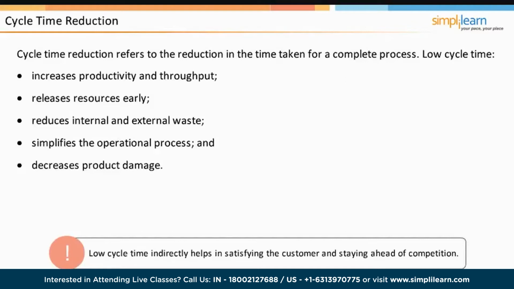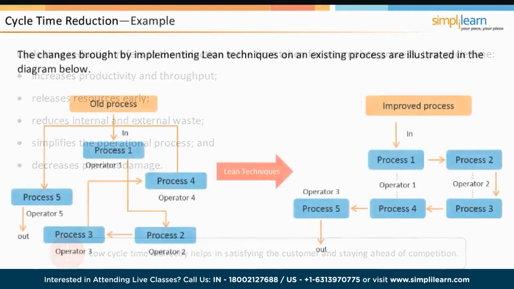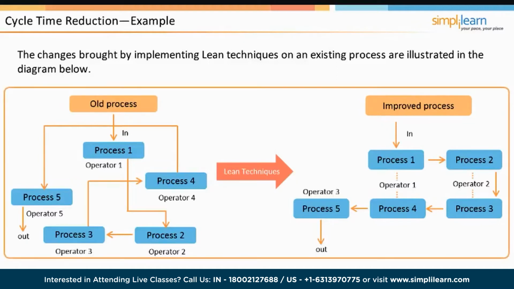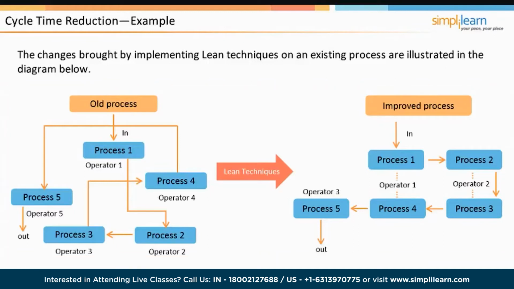The following screen describes the concept of cycle time reduction through an example. The changes brought by implementing lean techniques on an existing process are illustrated in the given diagram. Things to be noticed are number of operators used, work allocation to the operators, path or the movement in the process, and flow of the process. Notice the changes brought about by implementing lean techniques on the old process.